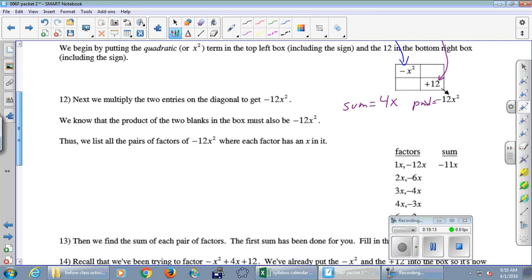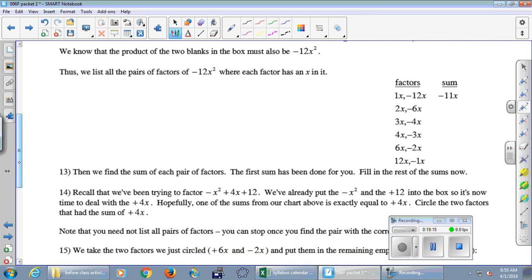Now I've done the work for you here. I just listed them all. That column right there, factors. That's all the things that multiply to negative 12x squared. Notice that each of them has an x in it. Because we know the two things in the blanks are supposed to just have x. They're not x squareds in the blanks, they're just x's. So I've listed all of them. There's only 6 possibilities.